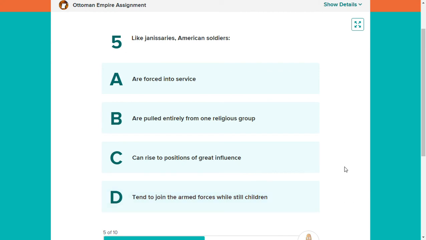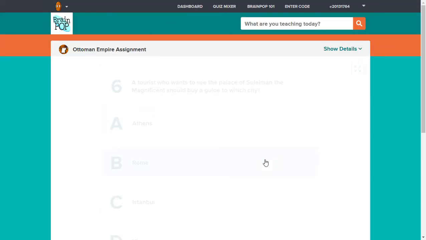Well, think about American soldiers today. They're not forced. It's a volunteer army. They're not all pulled from one religious group. If you're an American, it doesn't matter if you're Christian, Jewish, or Muslim, you can be a soldier. And we don't take soldiers as children in our country. But if you are successful in the military, you can become an important person. You can go on to have a career in politics or even become president. Many of our most famous presidents had previously been military officers or people that served in the military. So C is your best choice here. They can rise to positions of great influence.